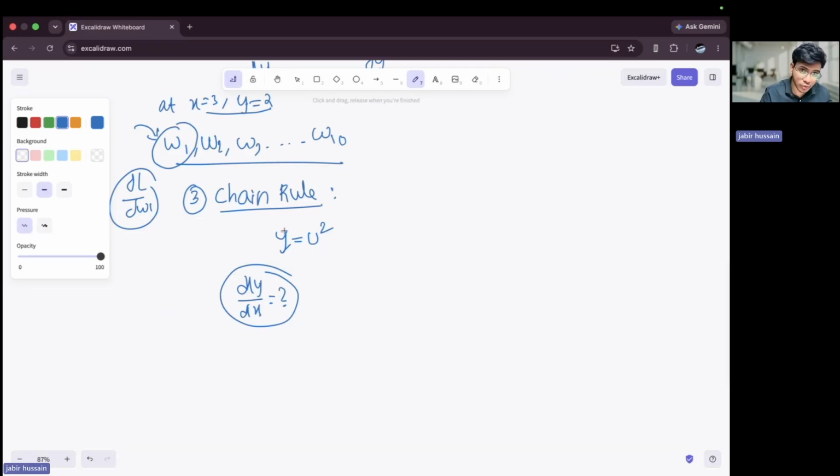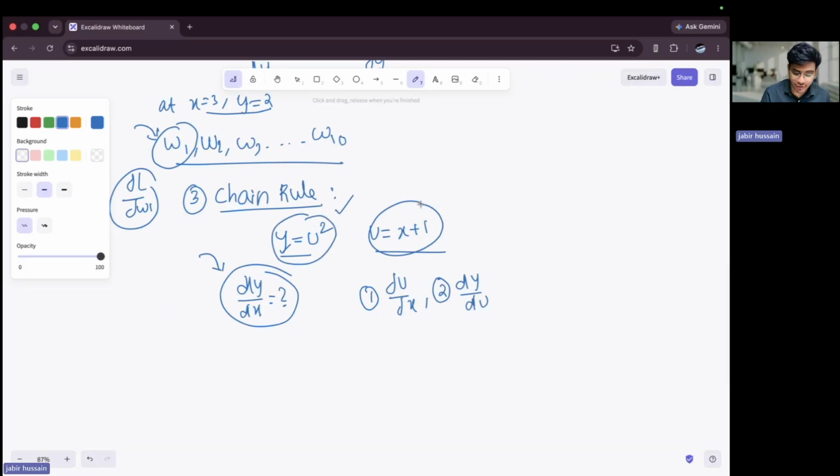I can calculate dy by du, right? So how can I calculate dy by dx? That is the main question. So here, let's say I have given you u is equal to x plus 1, right? And my need is to calculate dy by dx. You can see there is no direct correlation. There are two different functions. So what we will do is, first of all, calculate du by dx and calculate dy by du. Step one is calculate this, and step two is calculate dy by du, because from this expression I can calculate dy by du, and from this expression I can calculate du by dx.